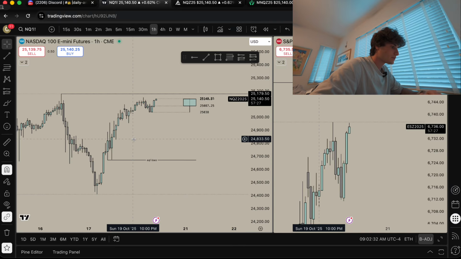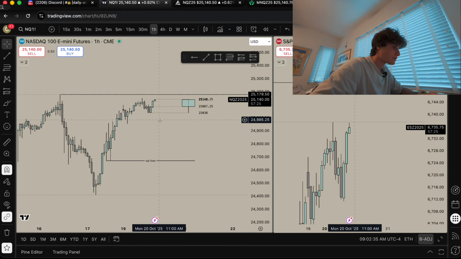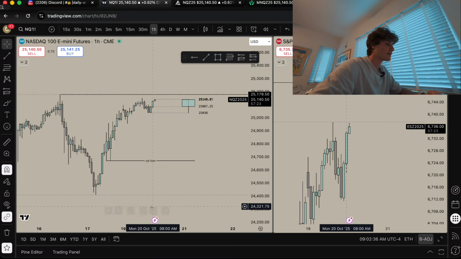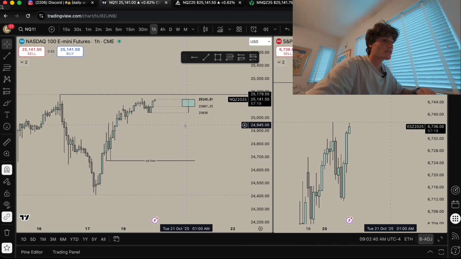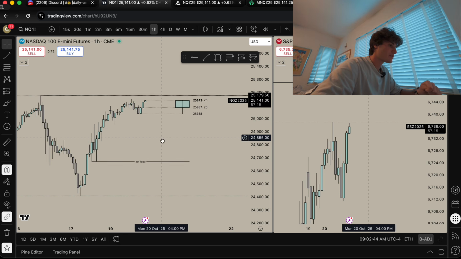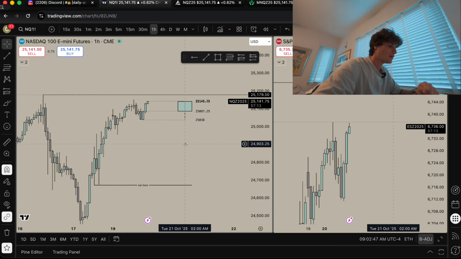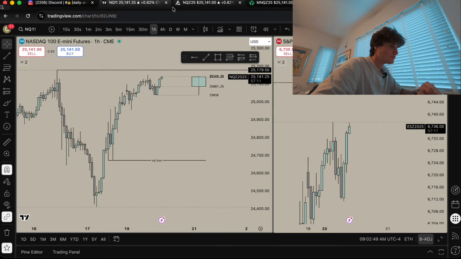Or if we don't sweep that high and we just come down, I'll wait for a sweep of those lows to go up. It is Monday, so I'm not expecting much. If no setup presents itself, then I won't trade, and you guys will see that.